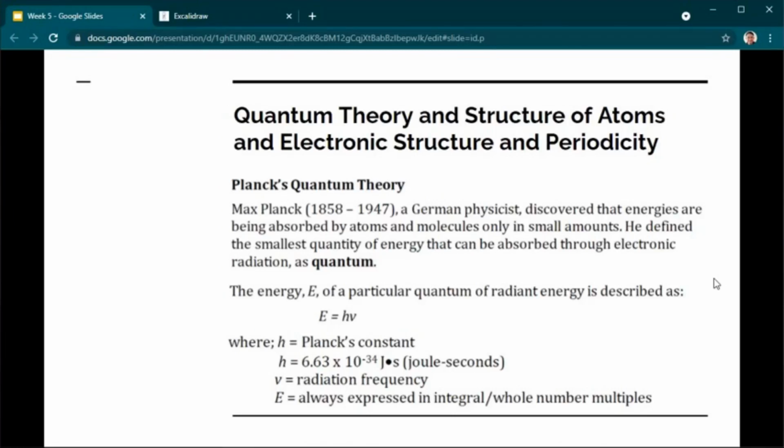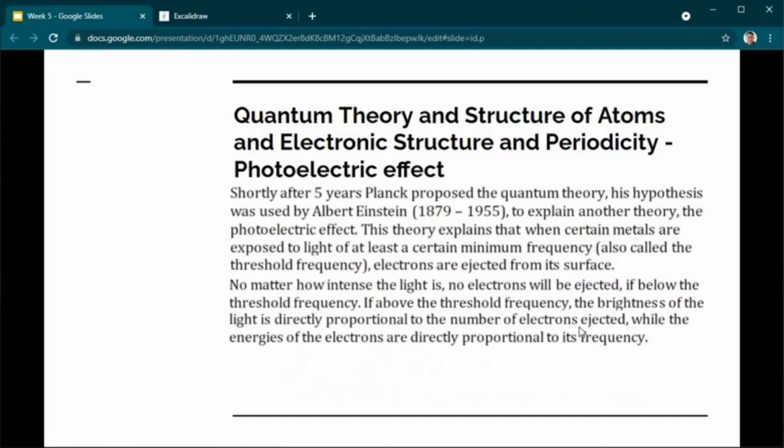Okay, so E is always expressed in integral or whole number multiples. Radiation frequency, the most common radiation that we know is first gamma rays, alpha, beta rays. Each type of radiation has a different frequency. So that's v. Shortly after 5 years, Planck proposed the quantum theory. His hypothesis was used by Albert Einstein to explain another theory, which is the photoelectric effect.